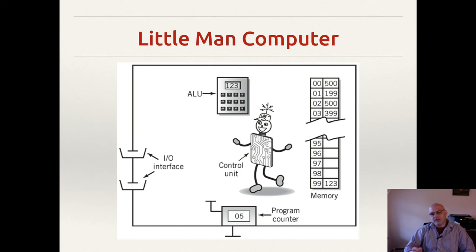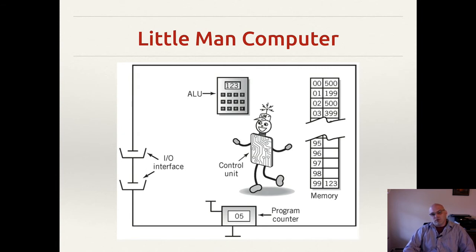So in this abstraction, memory was represented by mailboxes, right? The buses and the control unit is represented by the Little Man. The ALU was our calculator, which we know is also going to be our ALU and also represented our general purpose registers.